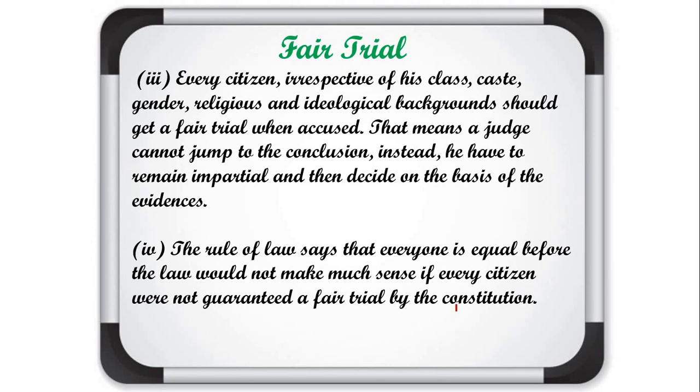Understood? So the constitution and the law both state that all persons involved in the criminal justice system need to carry out their roles properly, and it is their duty to ensure that every citizen, irrespective of caste, religion, gender, ideological background, should get a fair trial if they are accused in any case. And according to the rule of law, every citizen is equal before the law. So understood, friends? In this way our chapter is completed.